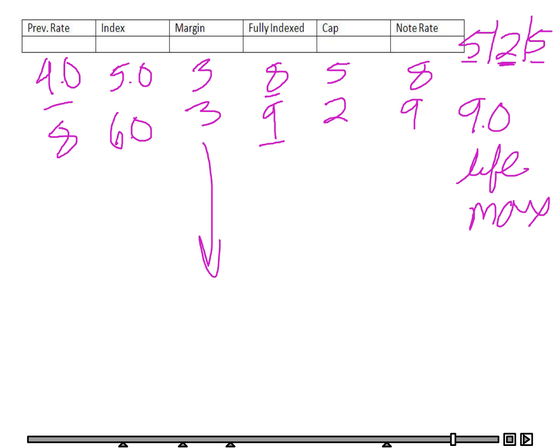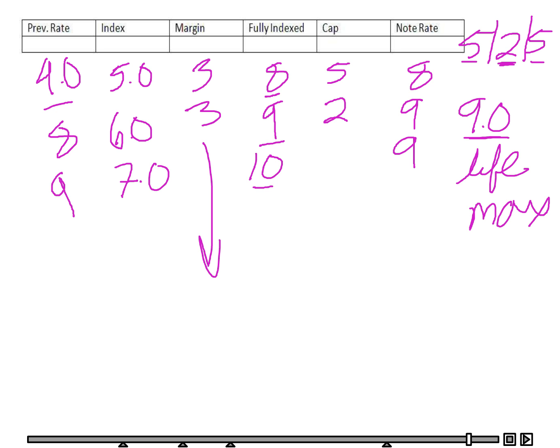Next year, 9 becomes our previous rate. Let's say the index goes up to 7. Margin stays the same, so our fully indexed rate is 10. And if you just base it on the periodic cap, you could go up to 11 or down to 7. But remember, we do have a lifetime cap of 9. So even though we want to adjust to 10 based on the fully indexed rate, we are capped at 9, so we will stay at 9%.